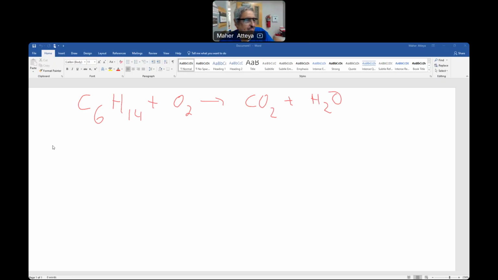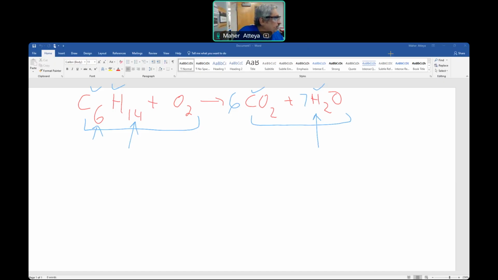What should I do? Carbon on the left side. Remember, this is your reactant side, left side. This is the right side, product side. Carbon is 6. So my intuition will tell you, how about I add 6 here. Therefore, I have balanced carbon. Hydrogen is 14. I have hydrogen as 2. So I have 7. So now carbon and hydrogen are balanced. However, oxygen is not balanced.